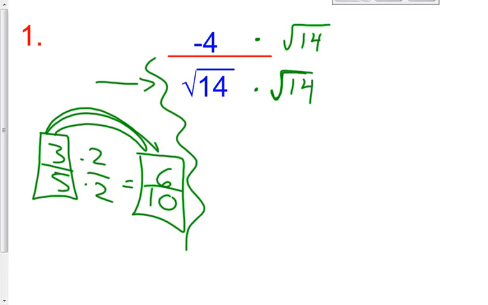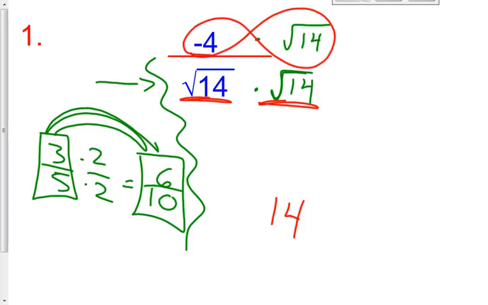So now that I have this, let's do the denominator first, because we know the square root of 14 times the square root of 14 is 14. It's just the number underneath the radical, which is the radicand. And then I have to multiply these two together. So a negative 4 times the square root of 14 is just a negative 4 square root 14.